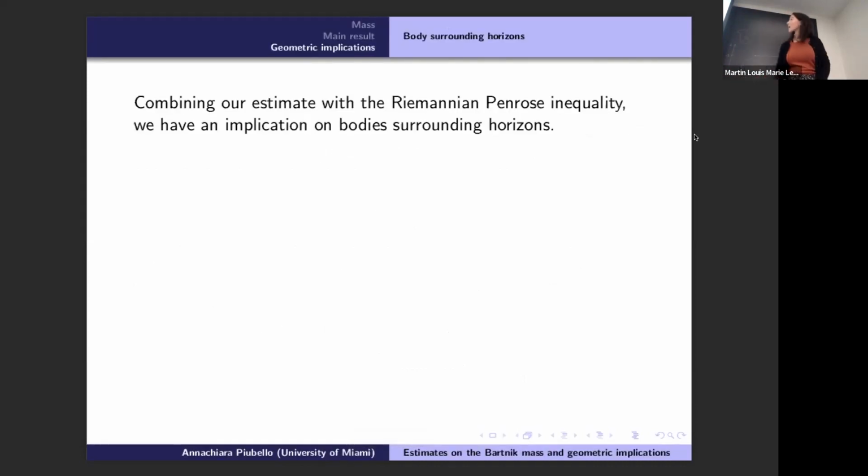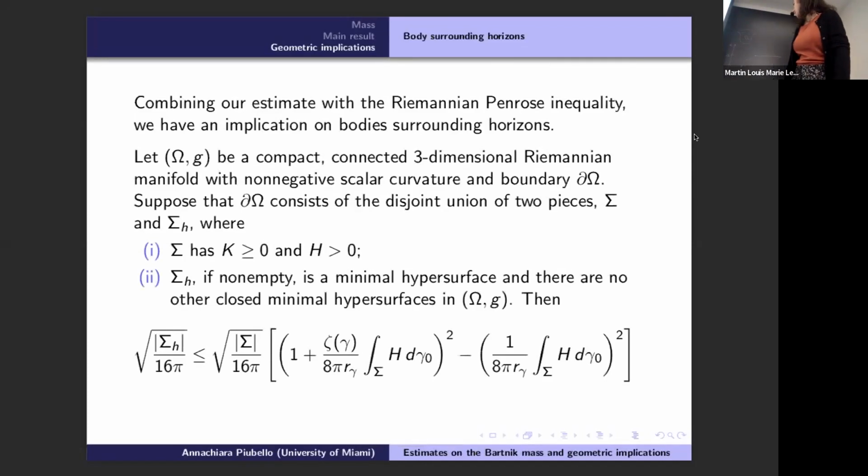And now we can see an application of our estimate here in this context of black holes and their surrounding horizons. So now, assume that we are in the setting in which the Riemannian Penrose inequality holds. So we have some minimal boundary, sigma h, and we have this asymptotically flat manifold with no negative scalar curvature on it. So we know by the Riemannian Penrose inequality that if this is outermost, of course, the mass of this extension will be bounded by this area of the horizons.